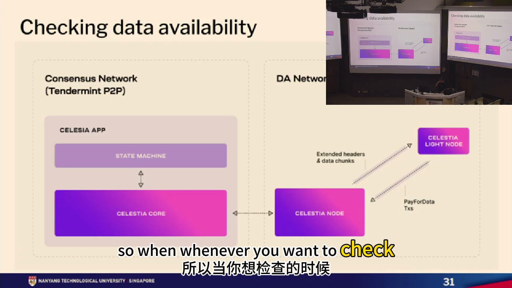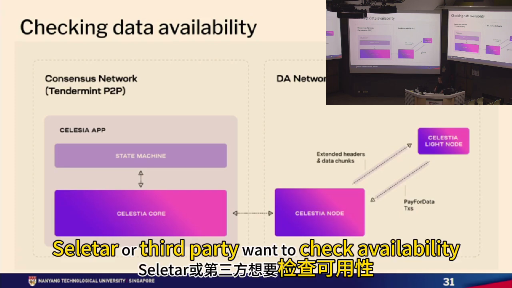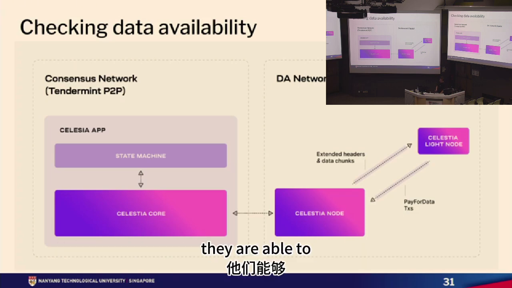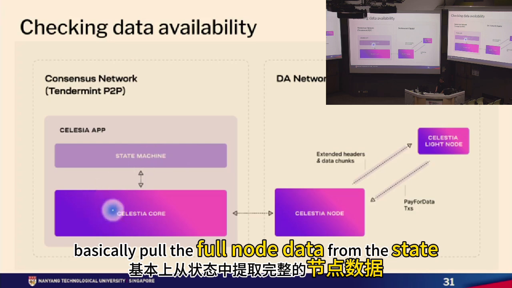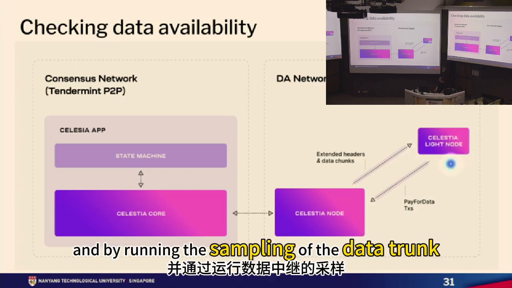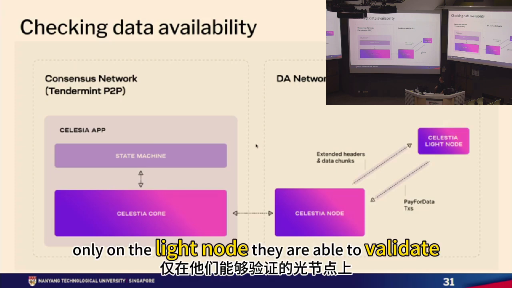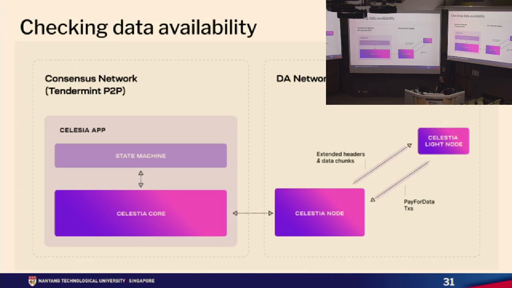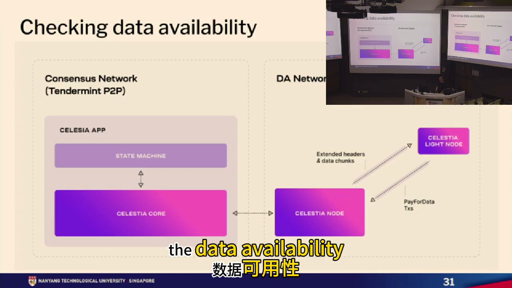So whenever you or a third party want to check Celestia's availability, they are able to pull the full node data from the Celestia node to the light node, and by running the sampling of the data chunks only on the light node, they are able to validate the data availability.